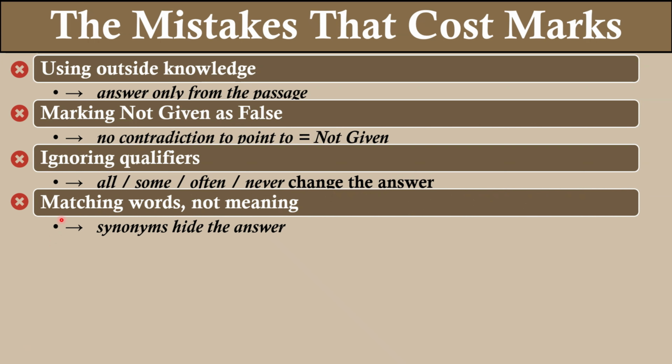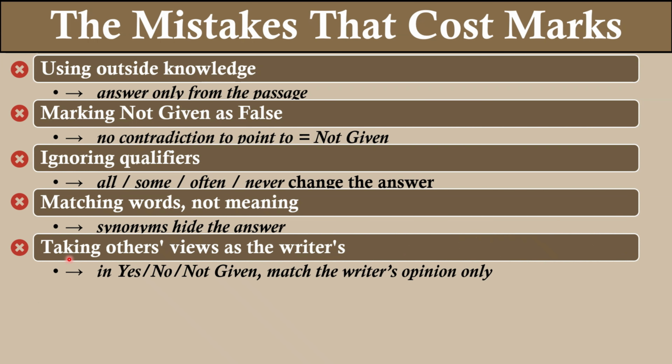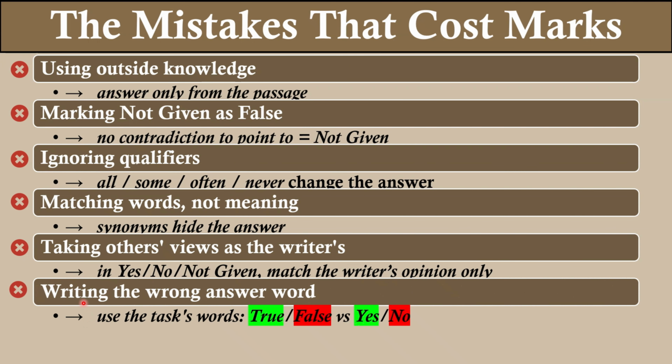Fourth, match the meaning, not vocabulary. Remember, IELTS often uses synonyms and paraphrasing to disguise the correct answer. Fifth, in yes, no, not given questions, don't mistake other people's reported opinions for the writer's own view. And finally, don't write the wrong answer word. If the task requires yes, no, not given, don't write true or false, and vice versa. Avoid these 6 mistakes, and you will protect a lot of valuable marks on test day.